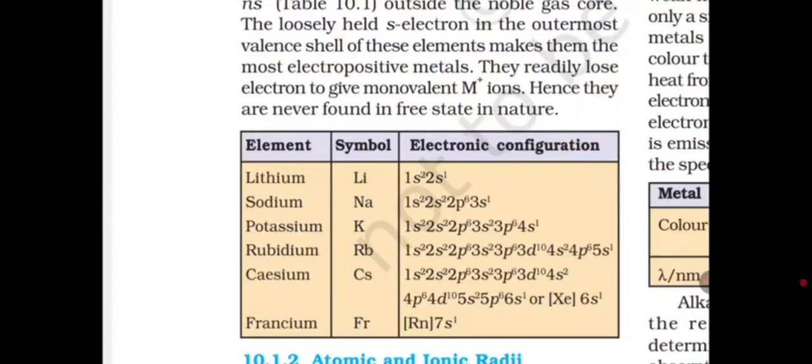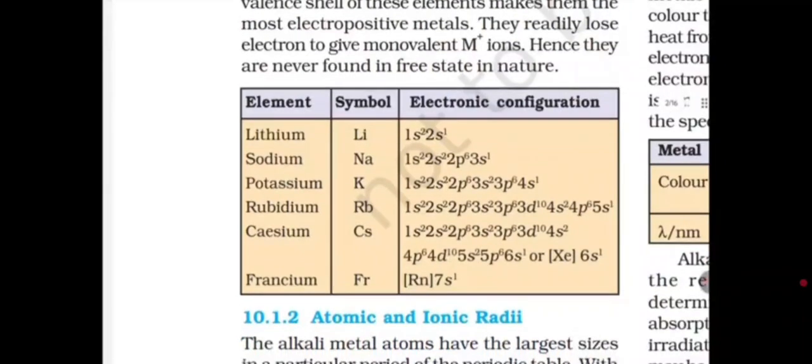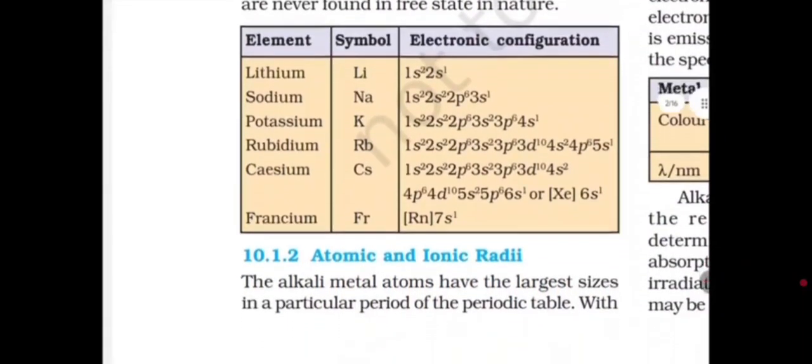They readily lose electron to give monovalent M+ ions, hence they are never found in free state in nature. If we talk about lithium, its electronic configuration is 1s2 2s1. Sodium symbol is Na, lithium symbol was Li, and sodium electronic configuration is 1s2 2s2 2p6 3s1. Potassium symbol is K, electronic configuration is 1s2 2s2 2p6 3s2 3p6 4s1.